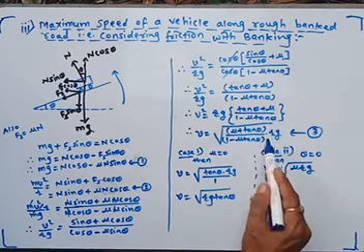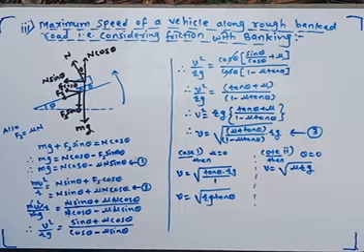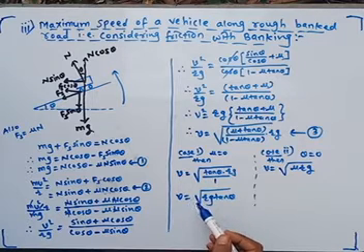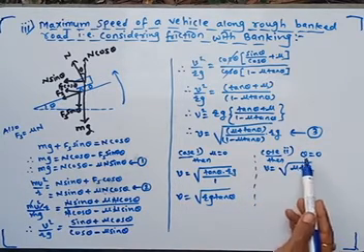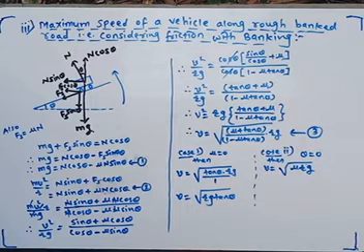That means this equation is a combination of the two, considering friction and also considering banking. If friction is negligible, mu is equal to 0, then v equal to root rg tan theta, only banking is there, and when banking is absent, theta is equal to 0, then we get v equal to root mu rg. This is all about maximum speed of a vehicle along rough and banked road, considering friction with banking.